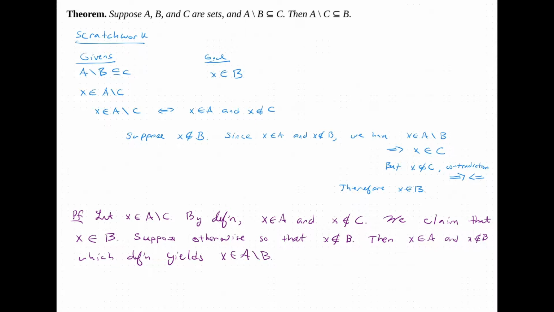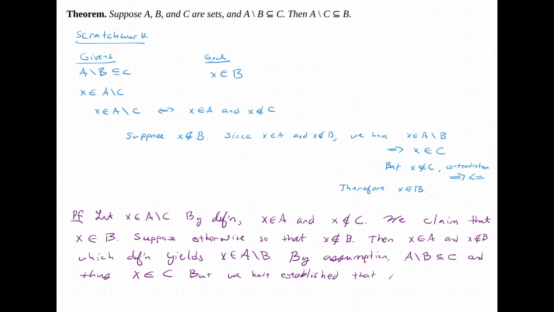But now we use the assumption. So by assumption, A minus B is a subset of C, and thus X is in C. But we have established that X is not in C, and so we have a contradiction.